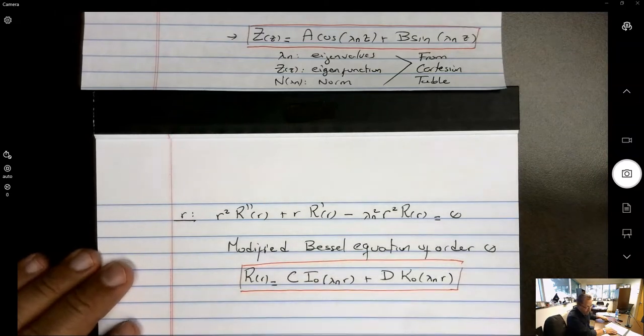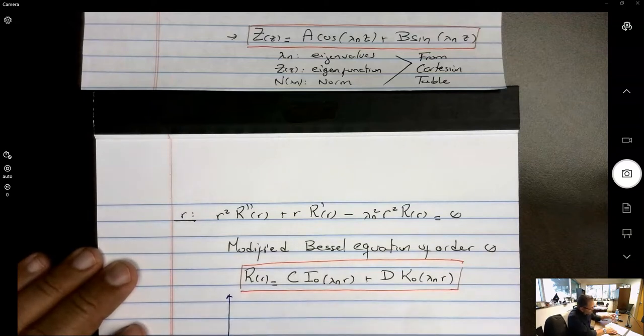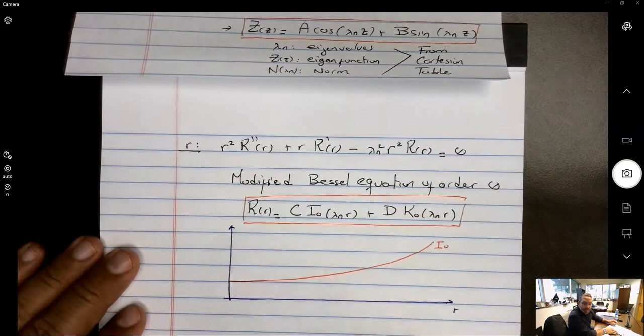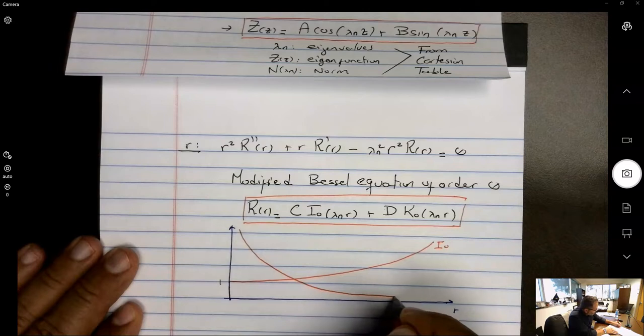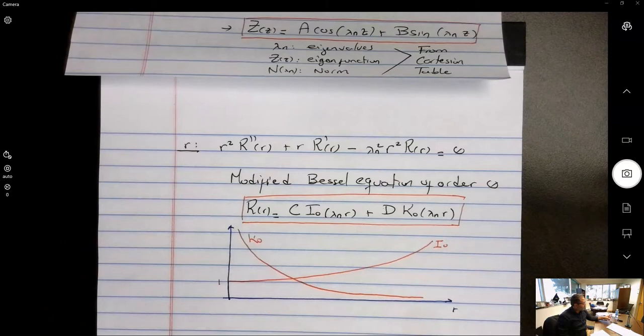Now, remember, the solution looks like this. This is R. These are the functions, and the solution I0 goes like this. This is 1, and the solution K0 is singular at R equals 0. So it goes to infinity at R equals 0, and it decays asymptotically as R goes to infinity.